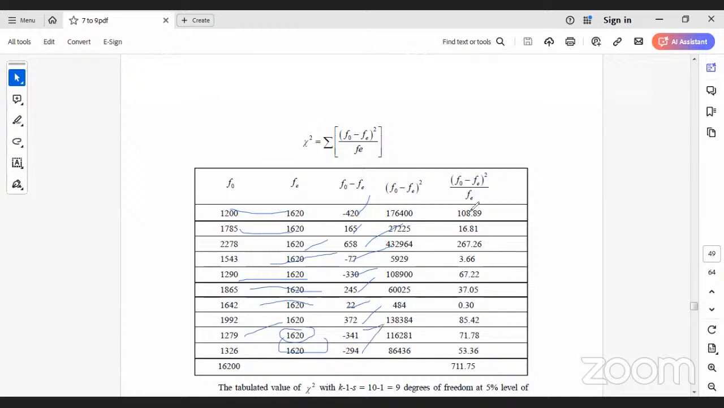Now we calculate (FO minus FE) whole square. 420 whole square is 1,76,400, 165 squared is 27,225, and so on: 4,32,964, 22 squared is 484, 372 squared is 1,38,384, 1,16,294, 294 squared is 86,436.